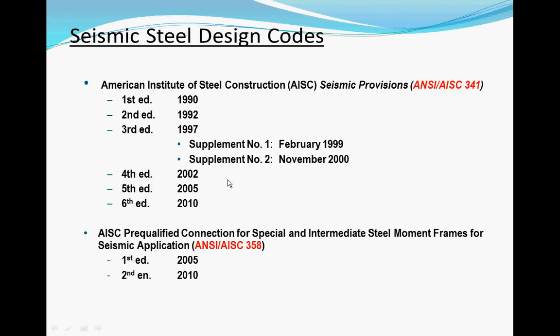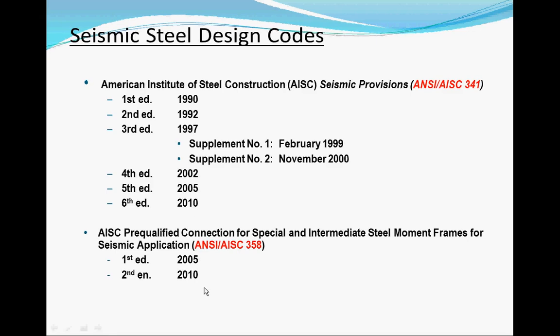Previously, I think it was every 3 years. Now it's a 5-year cycle, so not as bad. The next one is 2015. The AISC 358 is for the connections. Again, this is a 5-year cycle. So we are in the second edition right now.